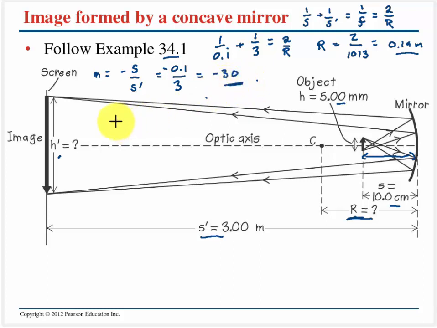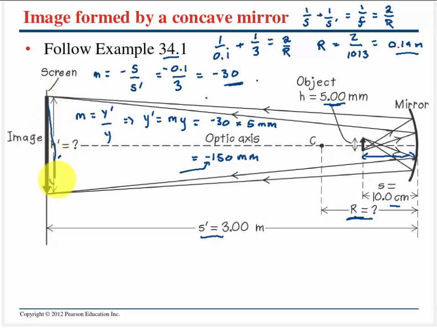It's just a number. And lastly, we can also say the magnification is going to be equal to the image height divided by the object height. So that tells me that my image height is going to be equal to the magnification multiplied by the object height. So negative 30 multiplied by the height of the object, 5 millimeters. I'm just going to leave it in the units of millimeters. So negative 30, that's going to be negative 150 millimeters. What that negative sign right there means is that the image is going to be upside down.